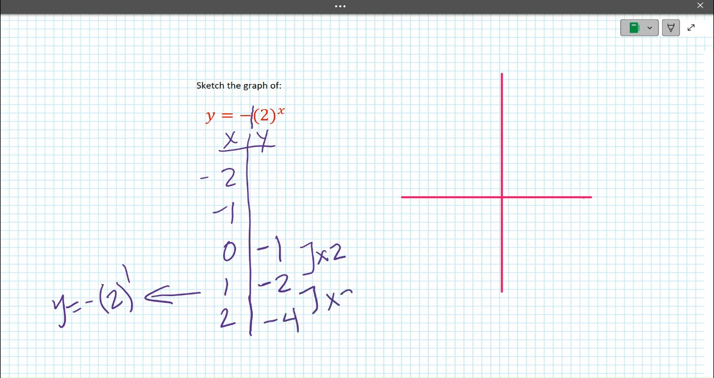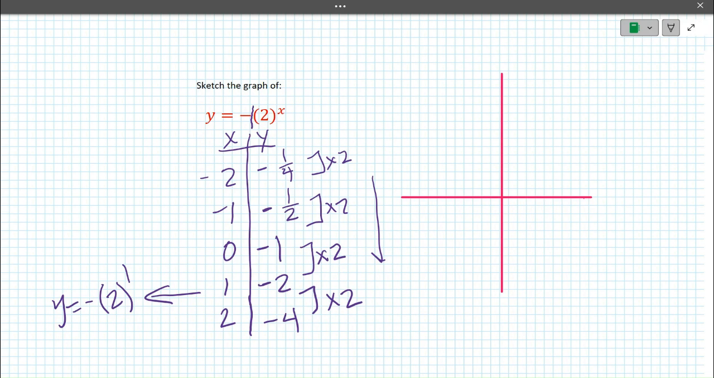So this is growing by 2. If I go the other way, I could also think about -4 divided by 2 gives me -2. -2 divided by 2 gives me -1. -1 divided by 2 is -half. And -half divided by 2 is -1/4. So we can look, if we go down this way, we're multiplying by 2. If we go the other way, we're dividing by 2. Okay. Or you can just plug every value in.